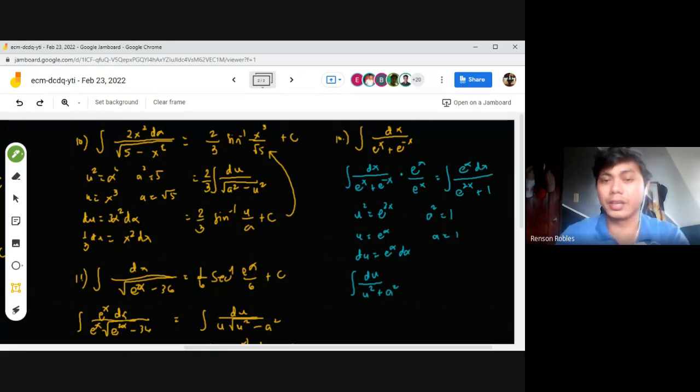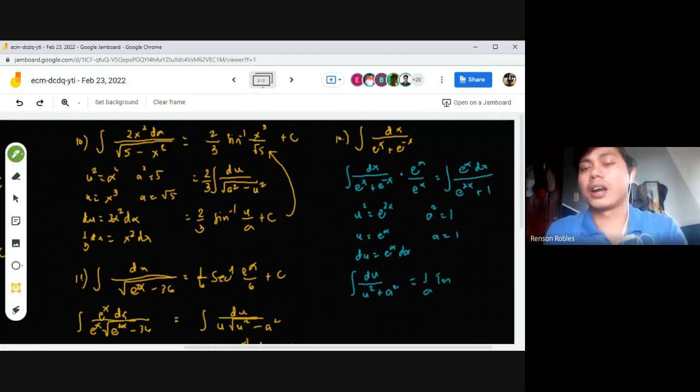So clearly, this is an arctangent. So that gives you 1 over a arctangent u over a plus c. And then change the variable. It just so happened that a is 1, kaya biglang mawawala yung 1 over a. 1 over 1, okay, arctangent u, that's e to the x, over 1 plus c.